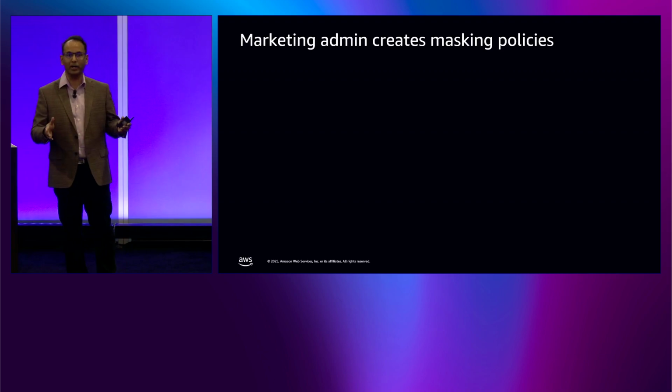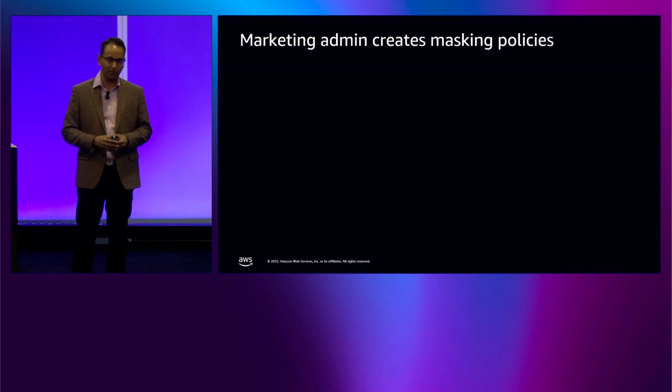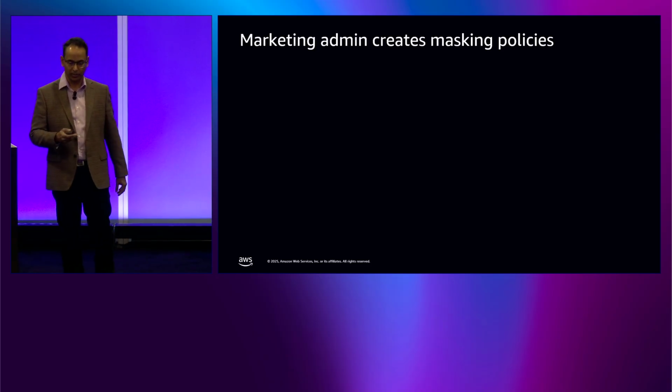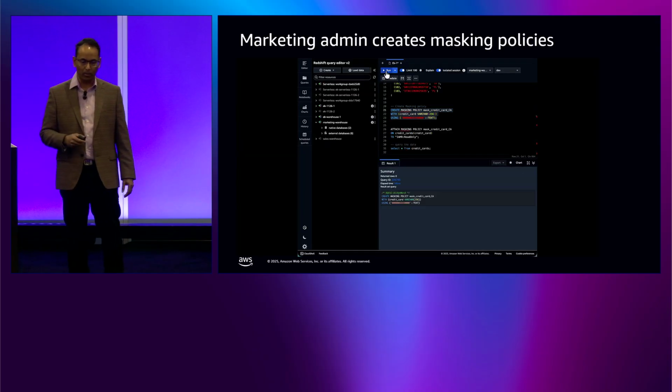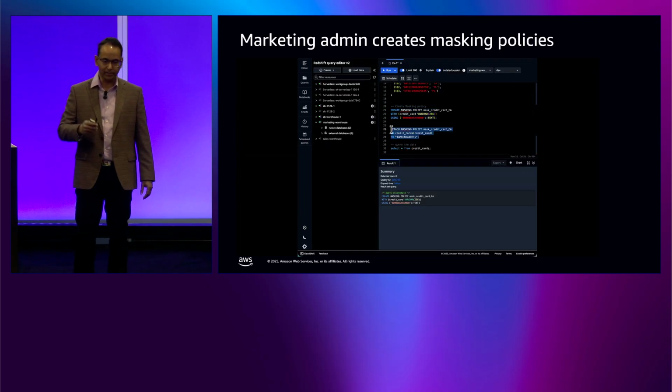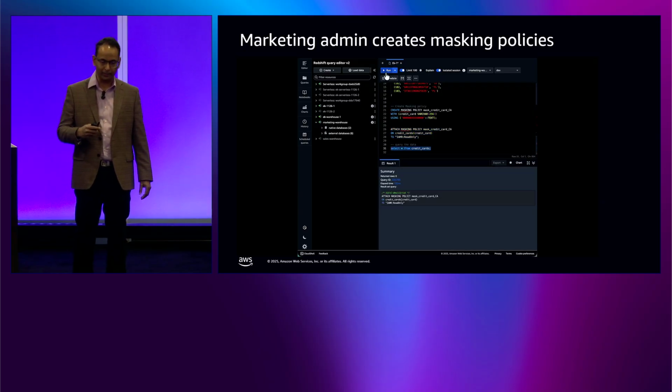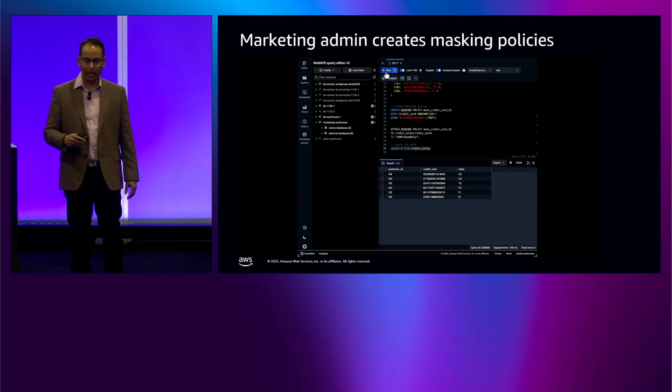So in this case, marketing wants to create a new table, let's say a credit card table, and they want to apply a masking policy because they don't want to expose the credit card number to the consumers or whoever is accessing the data. So how do they go about doing that? Let's look at the path of creating it. Let me walk through that.